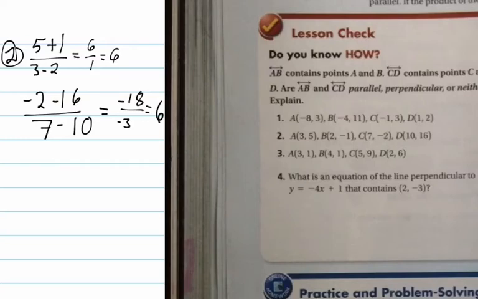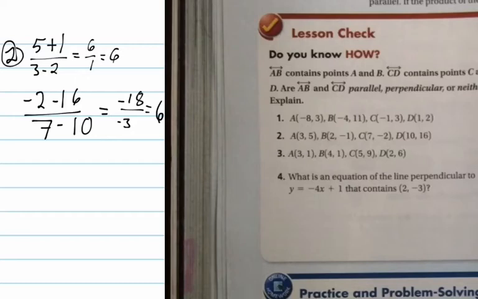0 is on top, 0 is what you got, 0 on the bottom, undefined. Clap, clap. We chant that in algebra. 0 is on top, 0 is what you got. 0 on the bottom, undefined. Clap, clap.